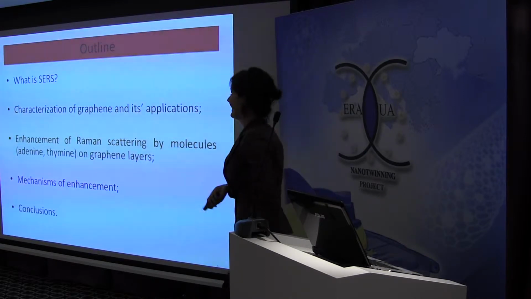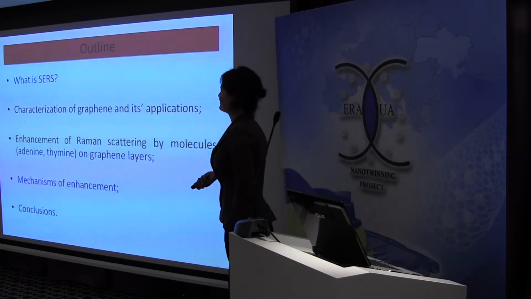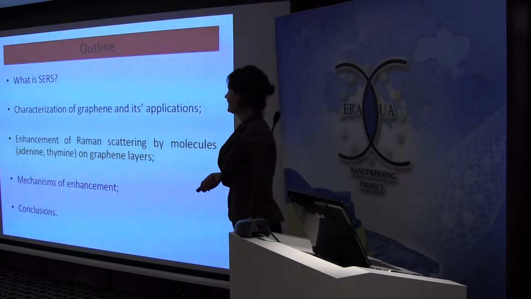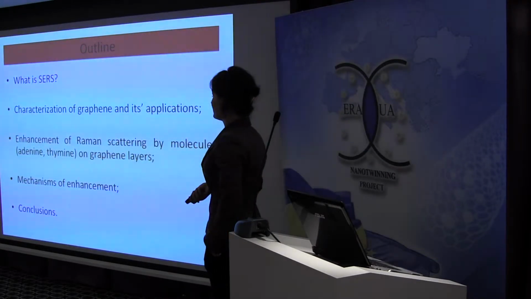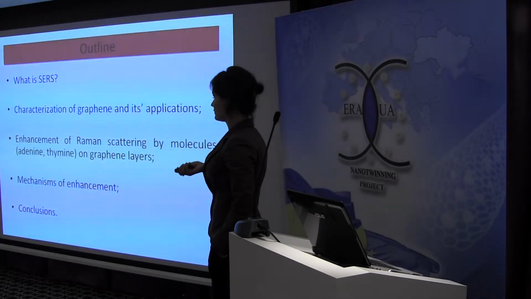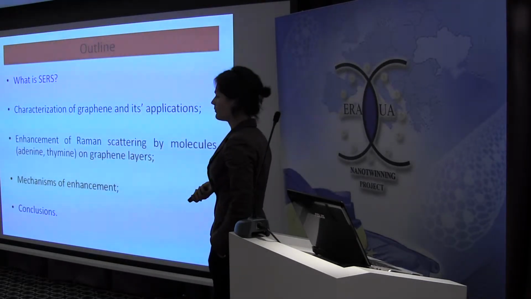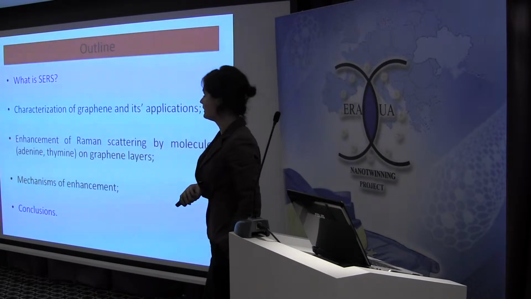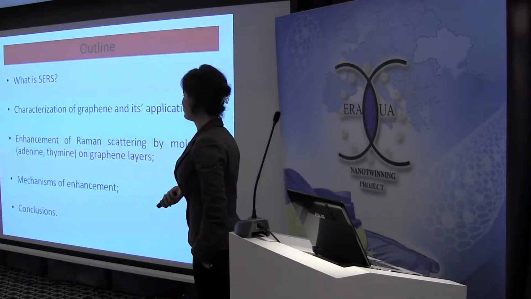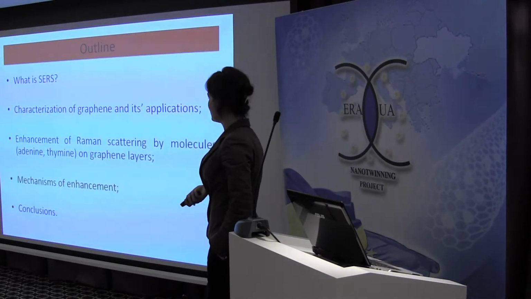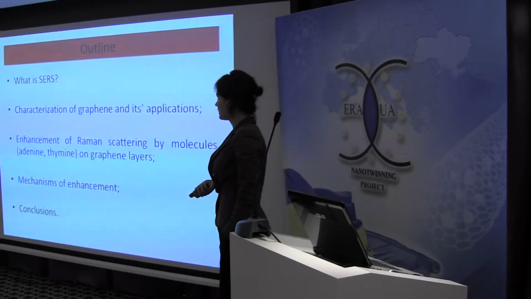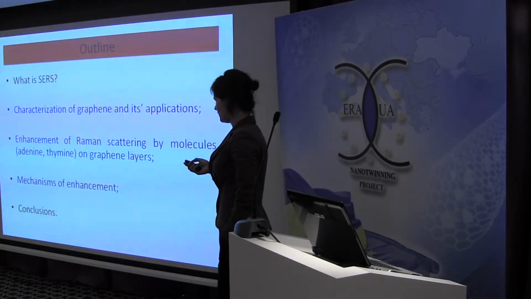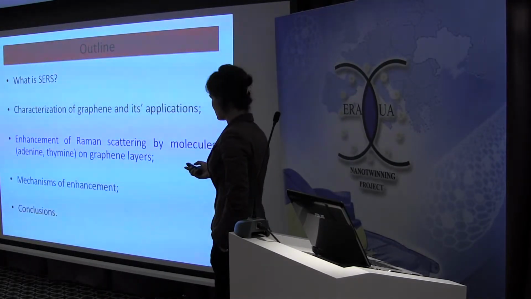First, I'll talk a little bit about SERS and a little bit about graphene and its applications, and finally present my results about enhancement of Raman scattering by the molecules adenine and thymine, which are two of the bases of DNA, observed on graphene layers, and finally try to analyze the mechanism of enhancement and draw conclusions.